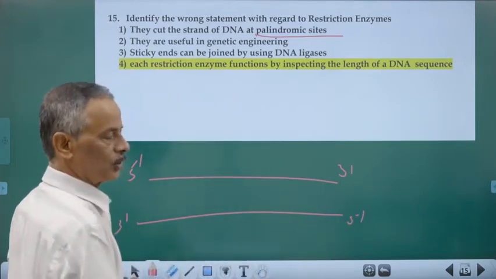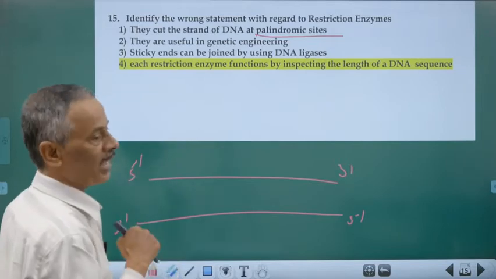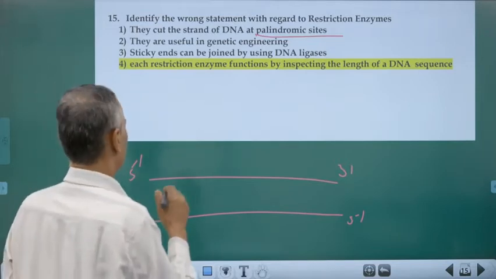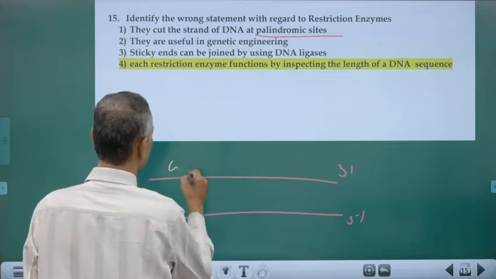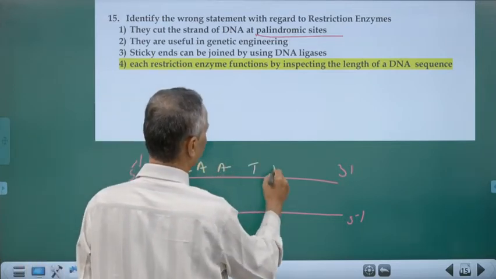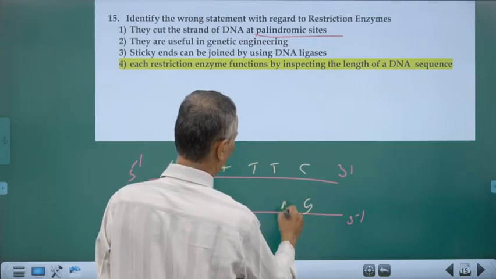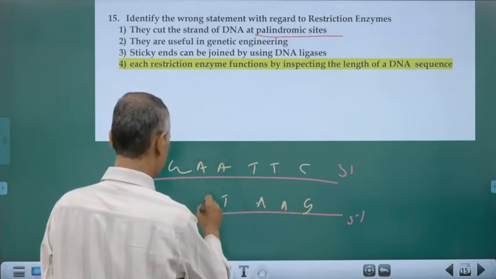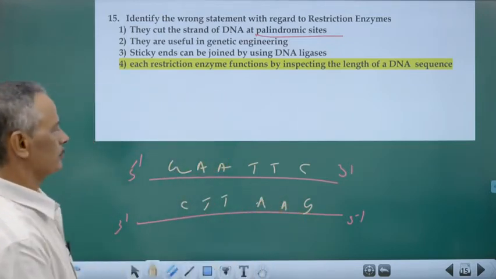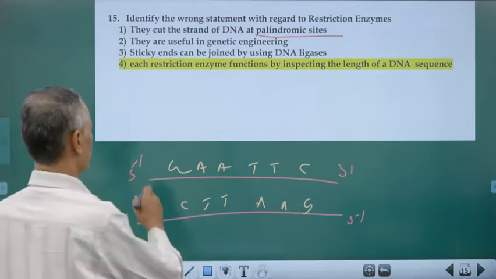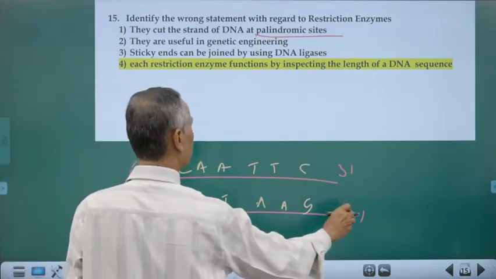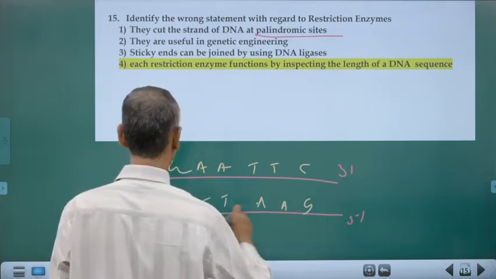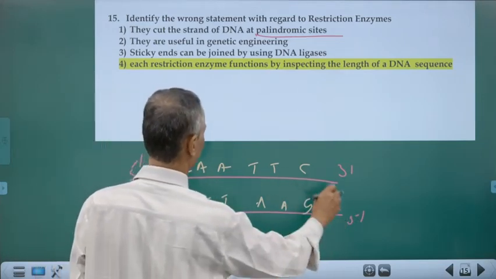Remember, the two strands of DNA are anti-parallel. We have studied that GAA, TTC, GAA, TTC. If you are reading from the 5' to 3' end, you have to read the complementary strand also in the same direction. So we get GAA, TTC, GAA, TTC.